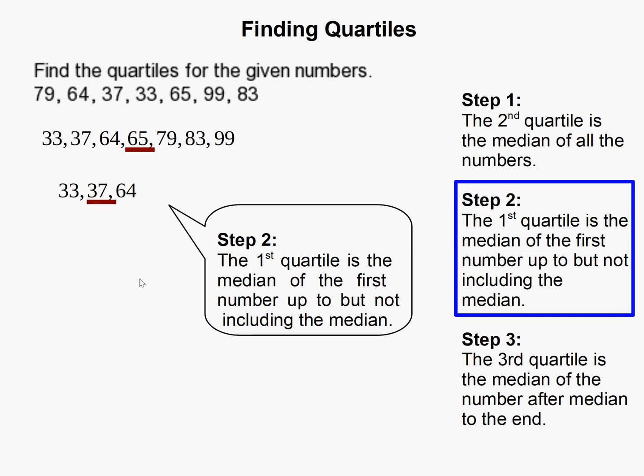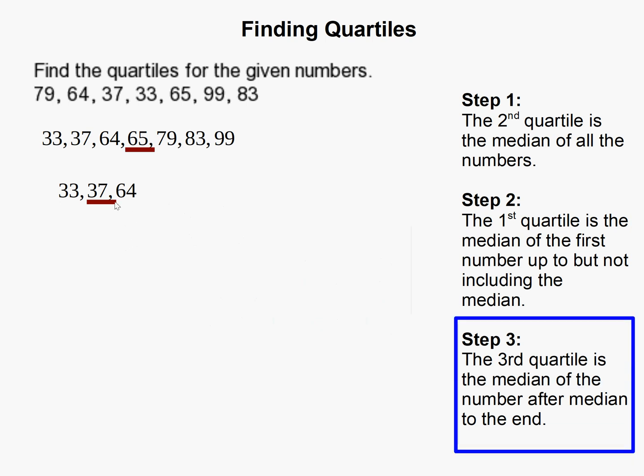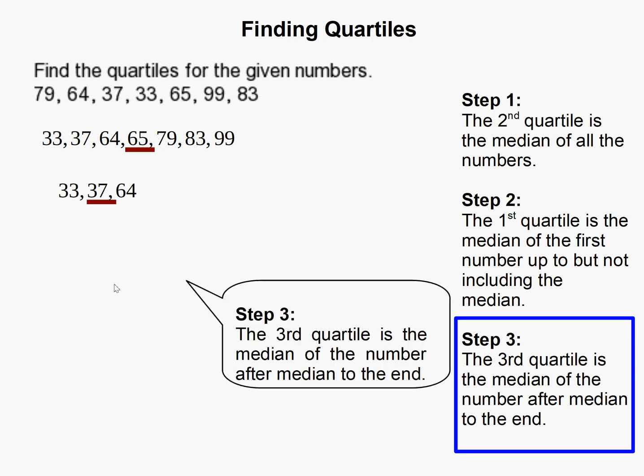Okay? And then our third quartile, we do just like the first quartile, but instead it's going to be the other half after the middle number, or the second quartile. So in this case, since there's only 3 numbers, it would be the middle number, which is 83. Okay, so now we can write them all down. Our first quartile is 37, second quartile is 65, third quartile is 83, and that's it.